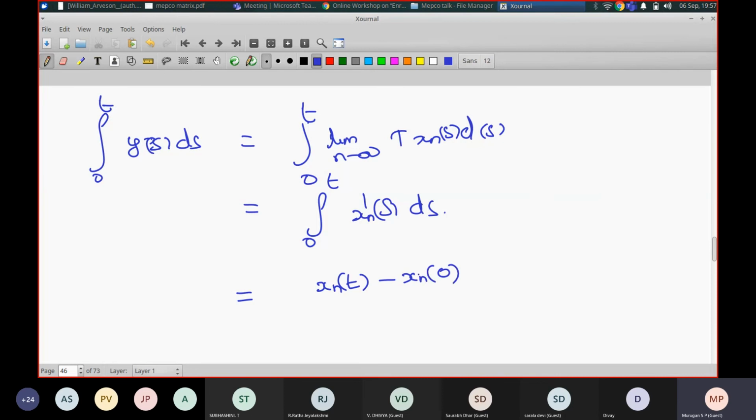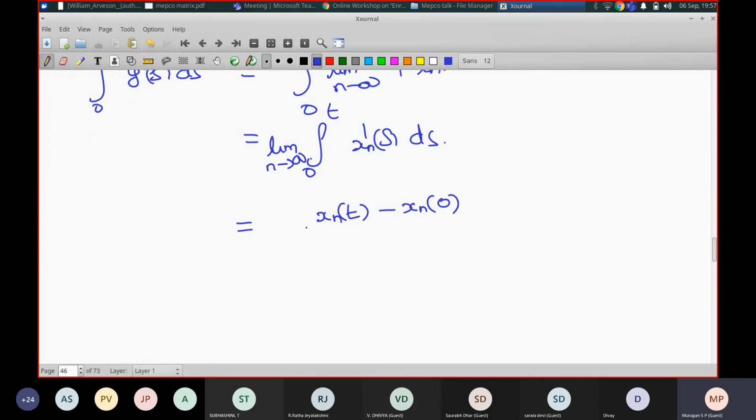Sorry, I forgot: you can take the limit outside. Because of the uniform continuity, you can take the limit outside. There is no issue at all. Now you can apply the limit. What will you get?